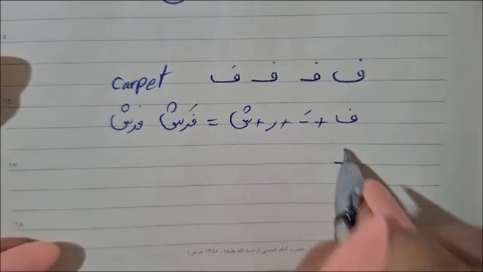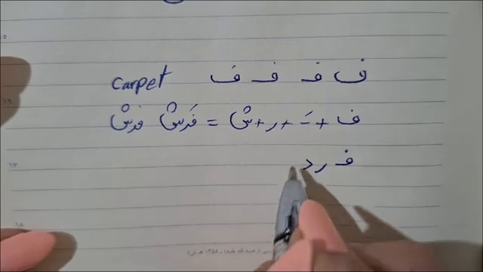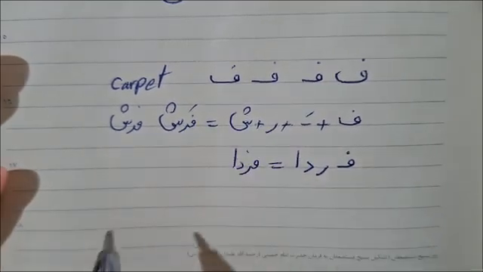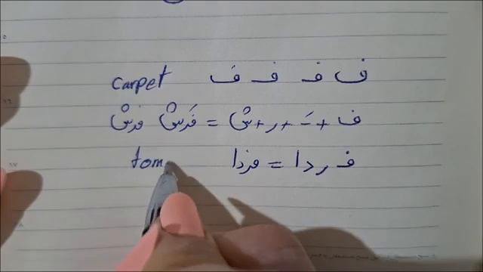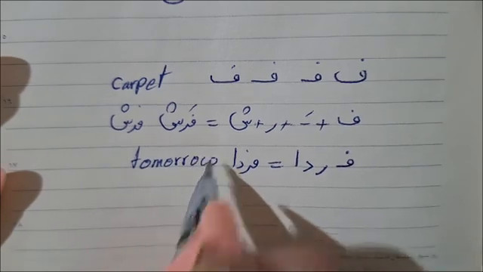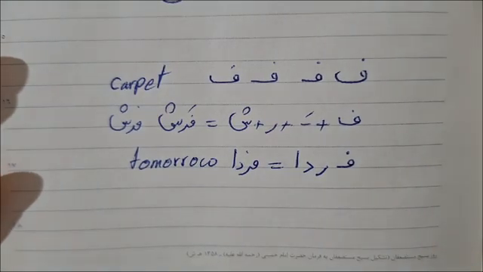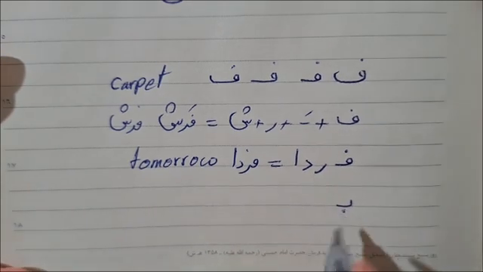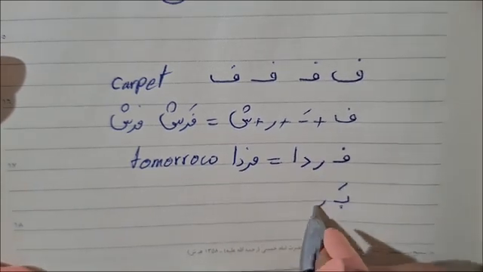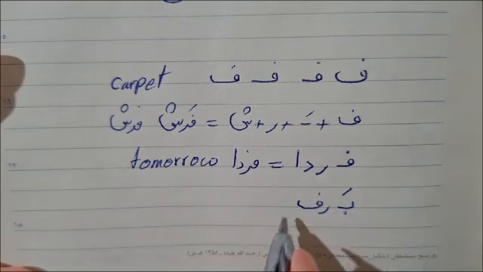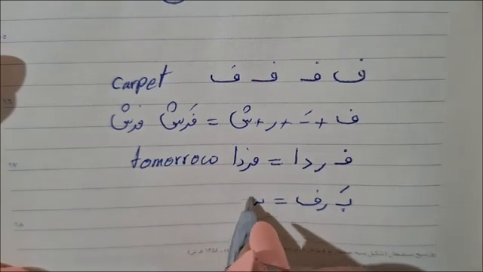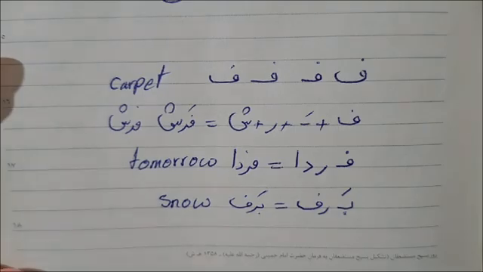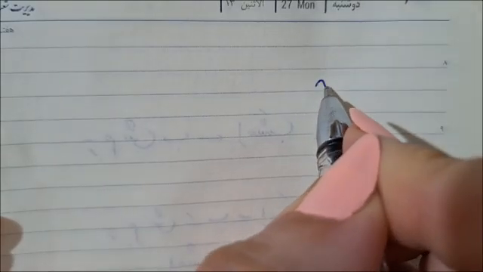Another example, f plus a, that I have not written it here for you to get used to skipping vowels, and plus r plus d plus a together, farda. Farda means tomorrow. B plus a plus r plus f together, barf. Barf means snow. Let's go for jim.